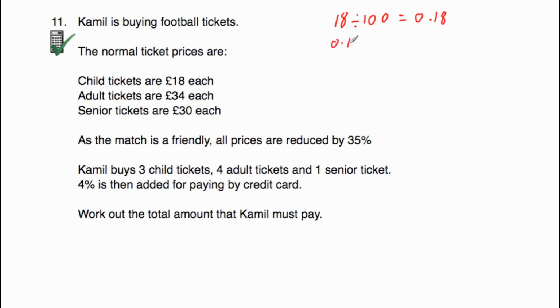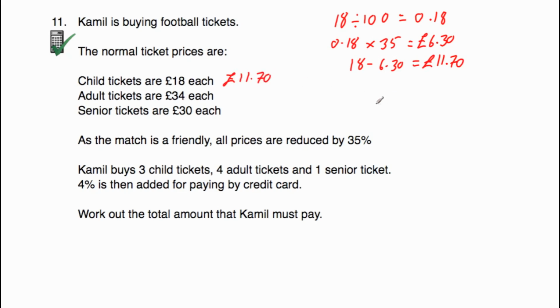And if we do 0.18 multiplied by 35, that will tell us what 35% is. So 18p or 0.18 multiplied by 35 is equal to £6.30. So we save £6.30 on the child tickets. So if we do 18 take away £6.30, that's equal to £11.70. So each of the child tickets is £11.70 now for this friendly match.